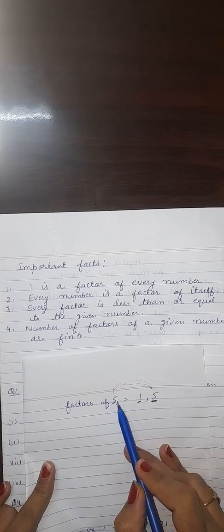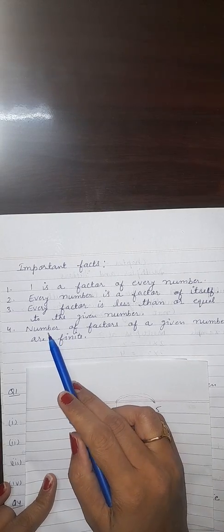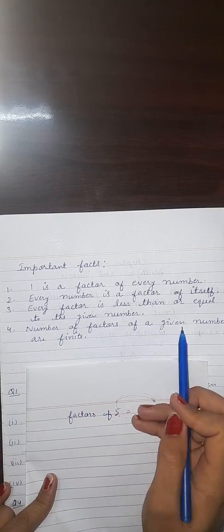So of these two factors, this factor is less than 5 and this factor is equal to 5. So this satisfies the third condition. Now the fourth condition: the number of factors of a given number is finite.